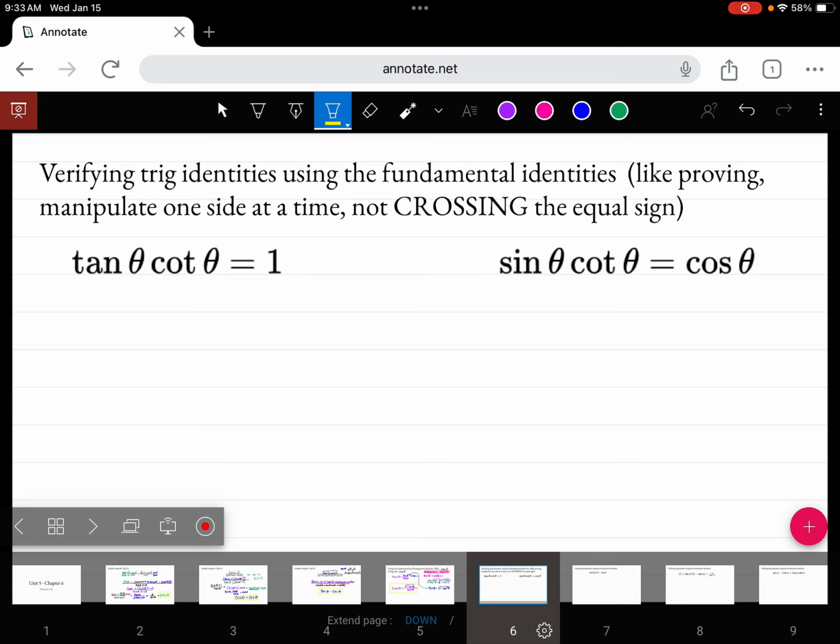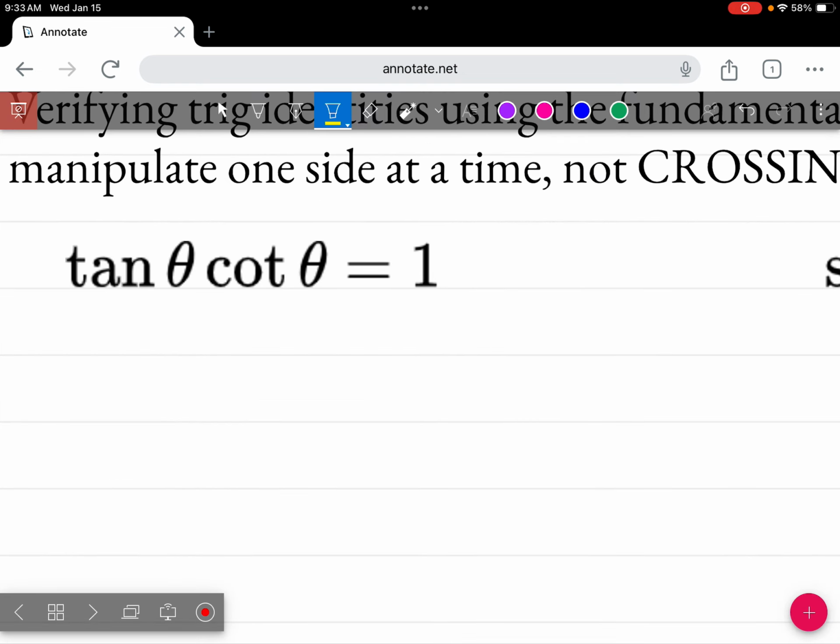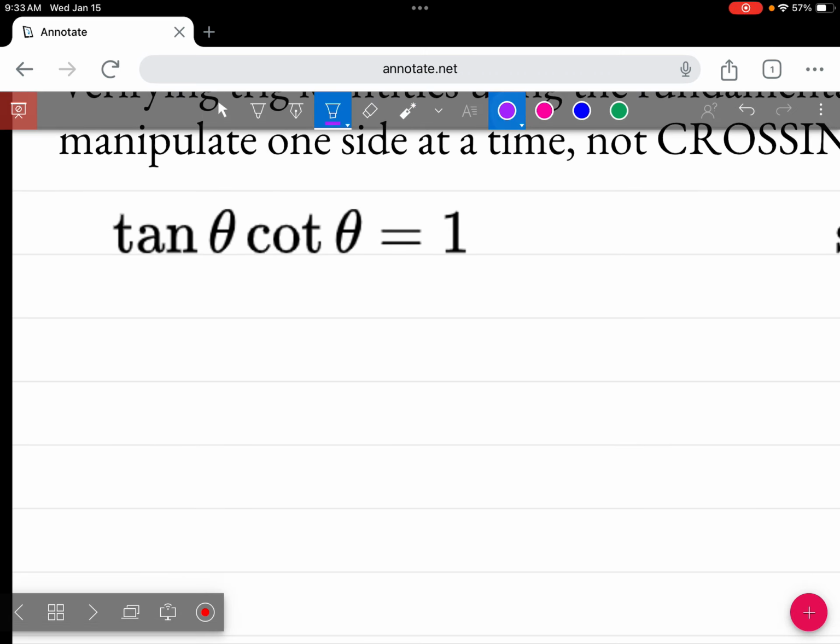Okay, all right, so tangent theta times cotangent theta equals 1. And we're going to try and manipulate one side. I'm going to work with this side because that's way too many options for me. So let's work with this side. Tangent and cotangent. And again, I'm going to try putting them into sine and cosine and see if that helps figure stuff out. Tangent, we can write that as sine theta over cosine theta, right?